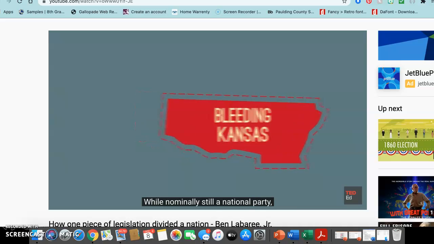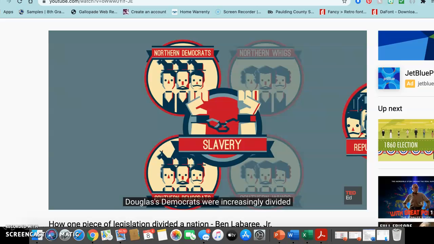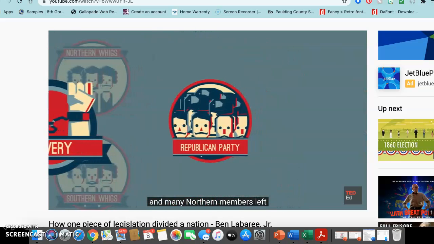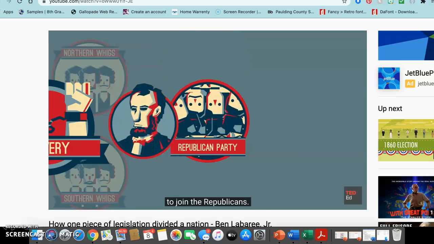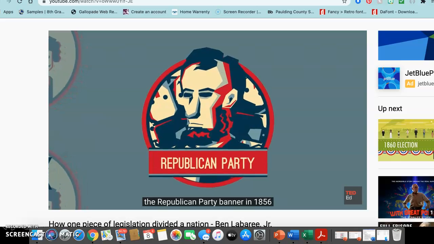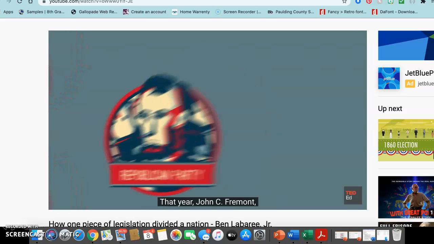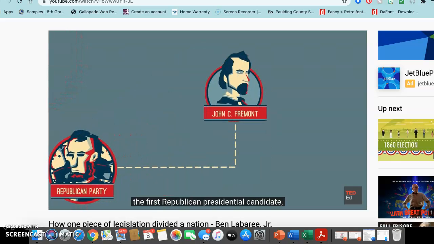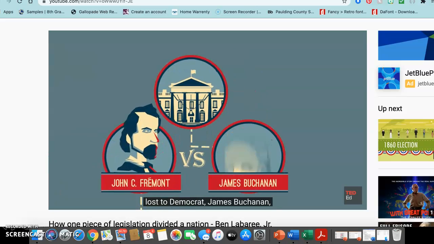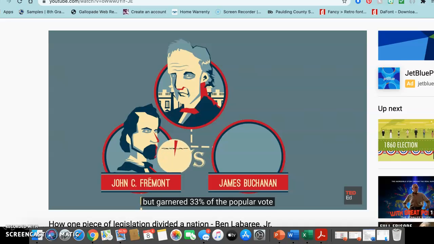While nominally still a national party, Douglas's Democrats were increasingly divided along sectional lines, and many Northern members left to join the Republicans. Abraham Lincoln finally took up the Republican Party banner in 1856 and never looked back. That year, John C. Fremont, the first Republican presidential candidate, lost to Democrat James Buchanan, but garnered 33% of the popular vote, all from northern states.